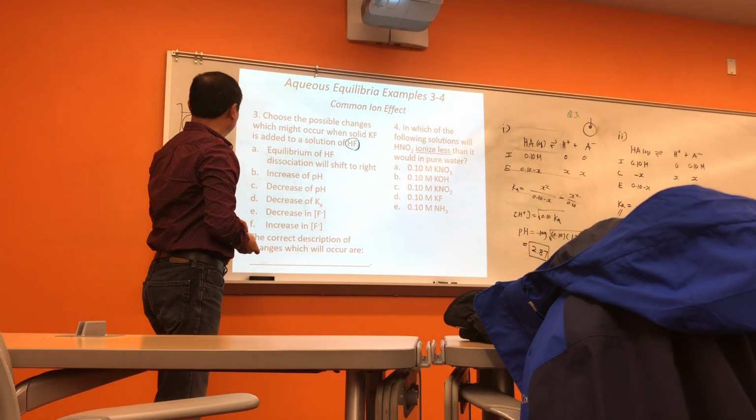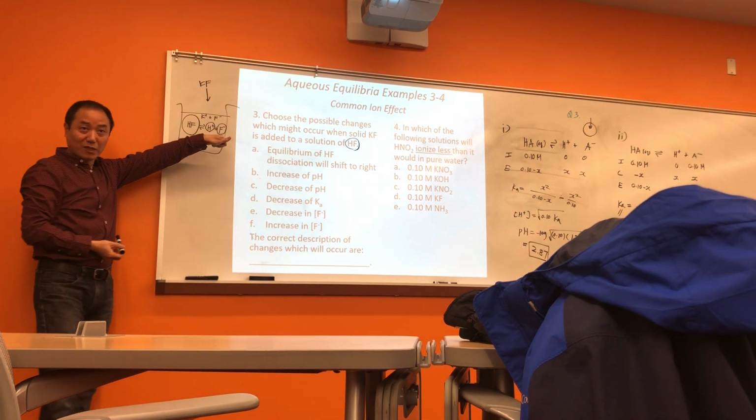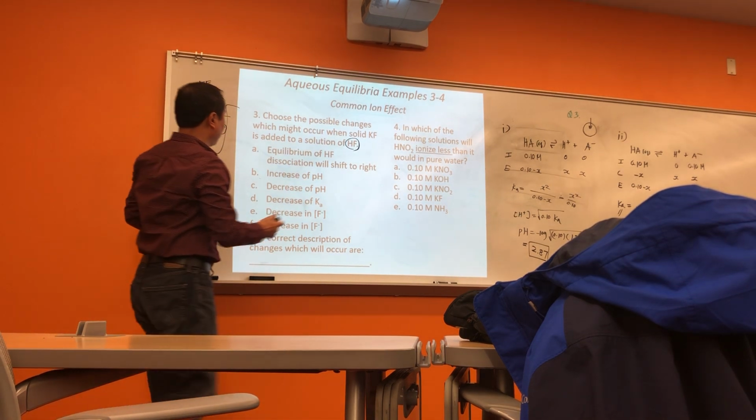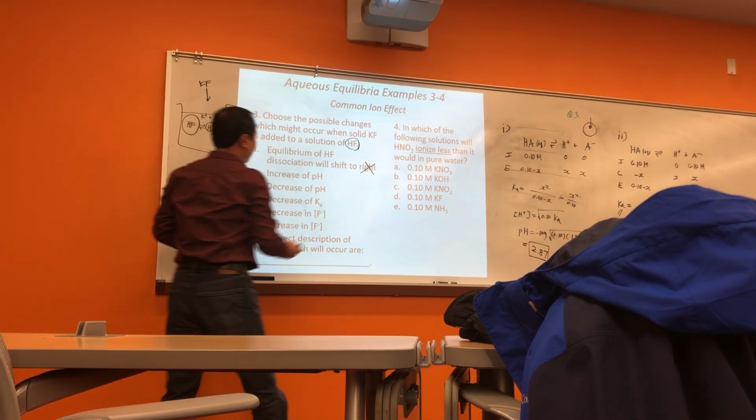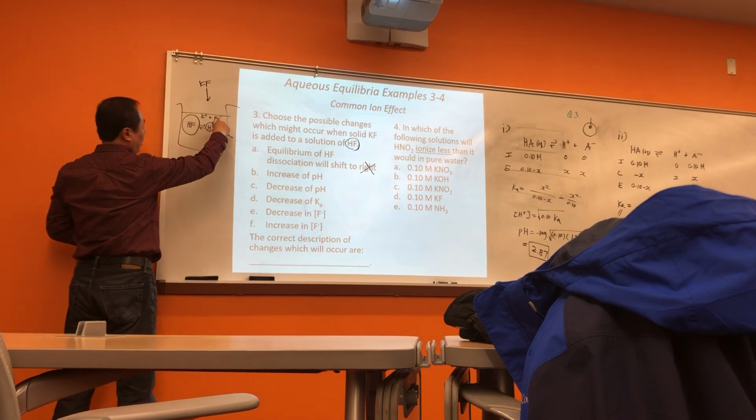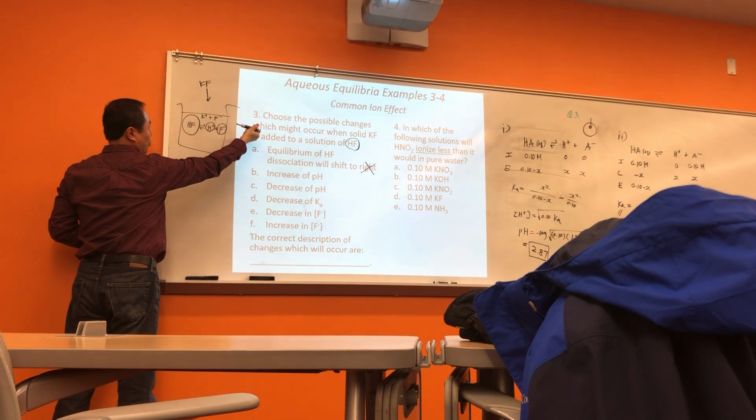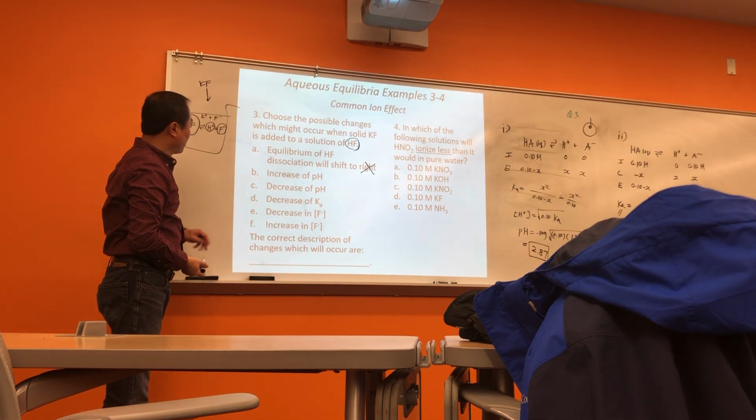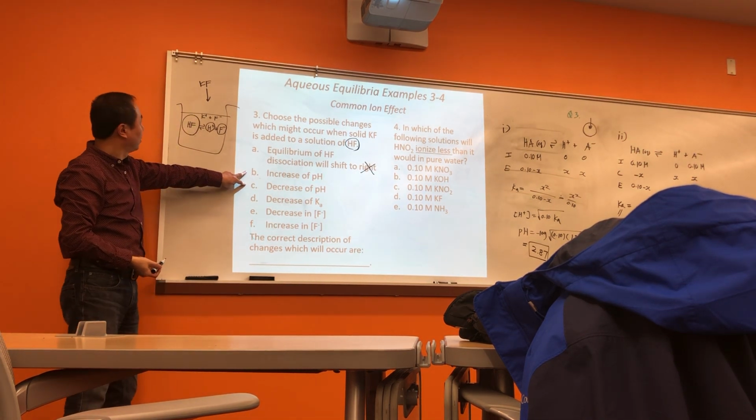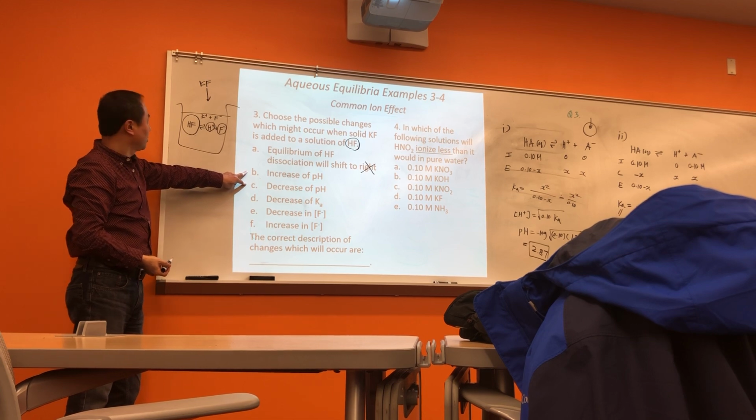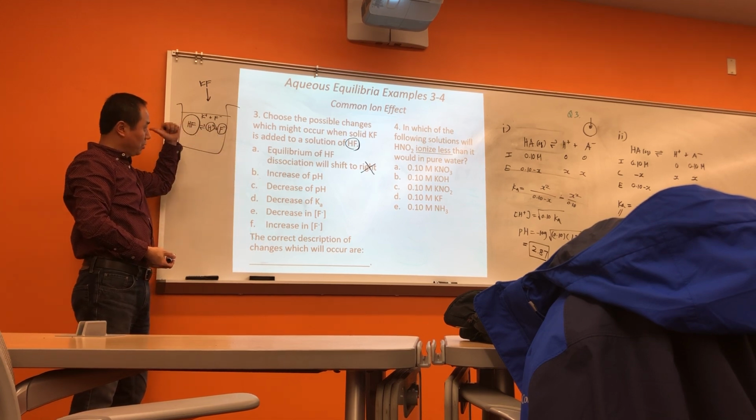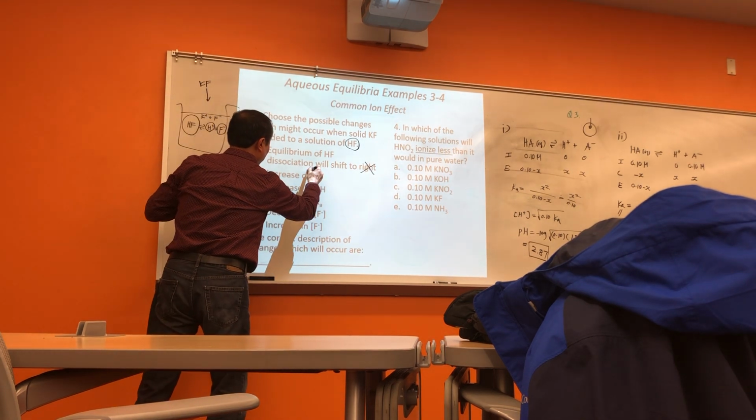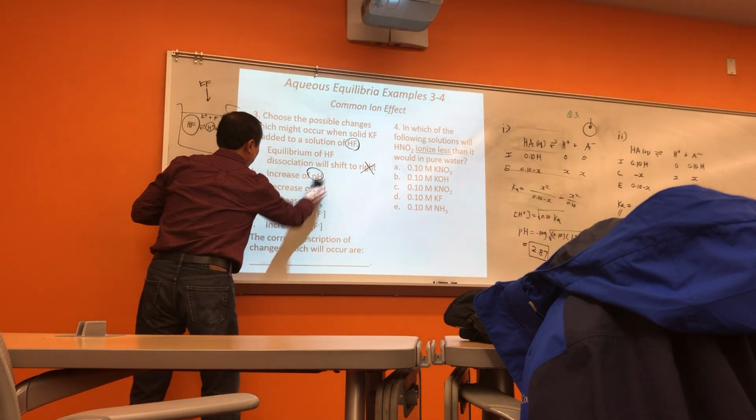What happened? Does the equilibrium shift to left or right? Left. This is not correct. You are adding a common ion to the product side. You should shift to the left, not right. Does that increase pH or decrease pH? Increase pH. Why? Because there's less dissociation. So, increase pH.